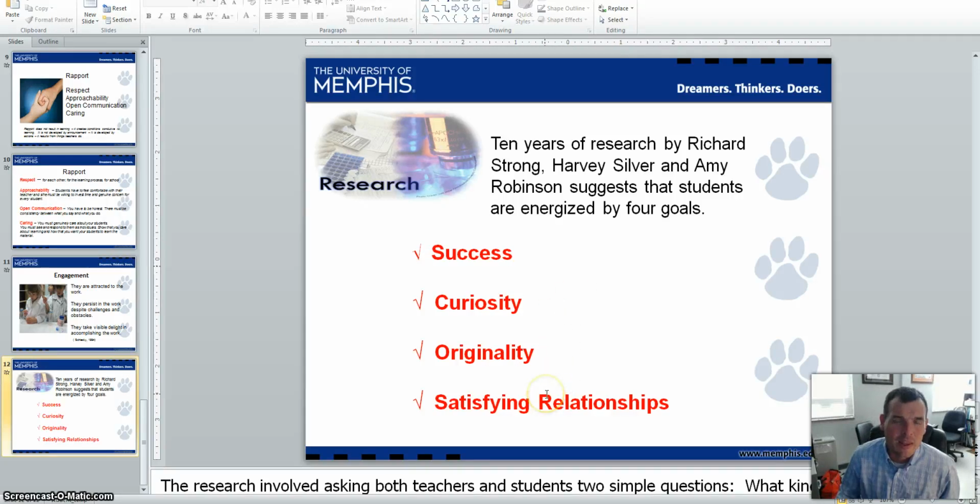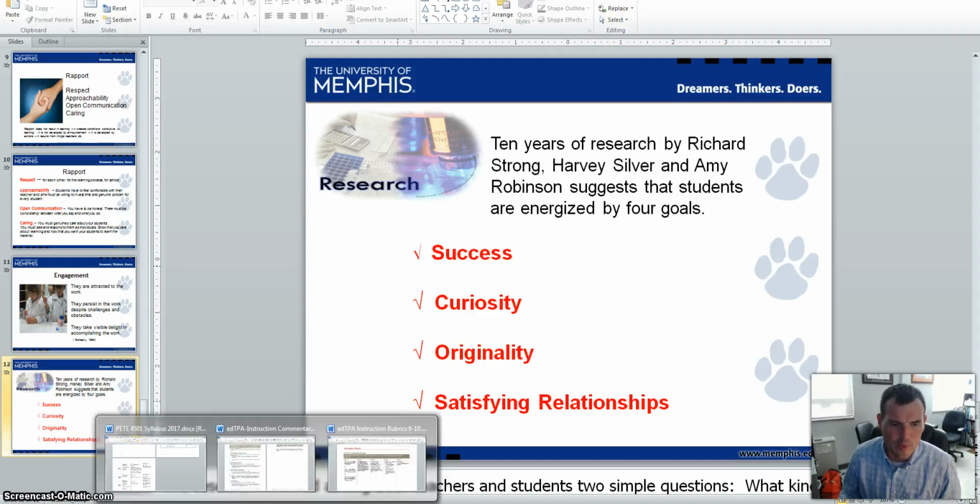And then satisfying relationships, and I think that goes back to the environment. So when we think about satisfying relationships, students want to enjoy being with their peers. They want to enjoy being with a teacher. They want to be in an environment where learning is encouraged. So again, you can look at this in your own time, but this is just a great way of better understanding what task 2 represents.